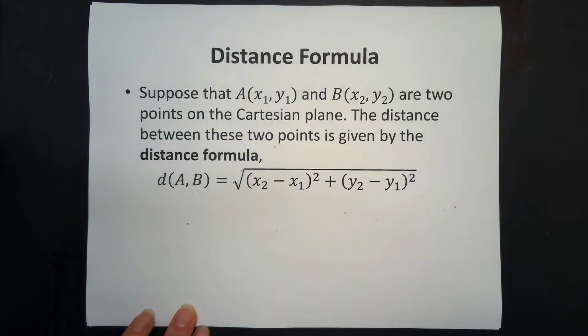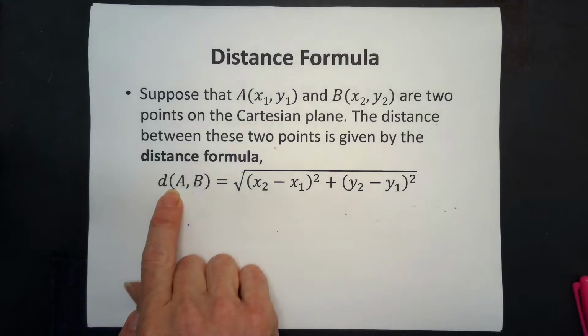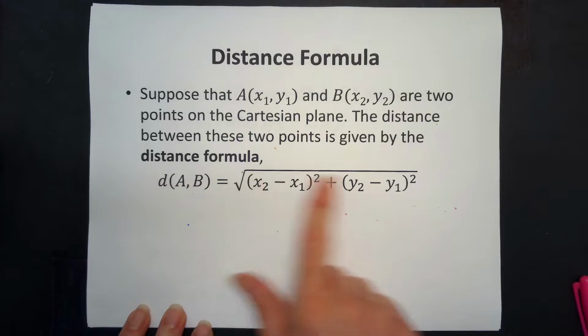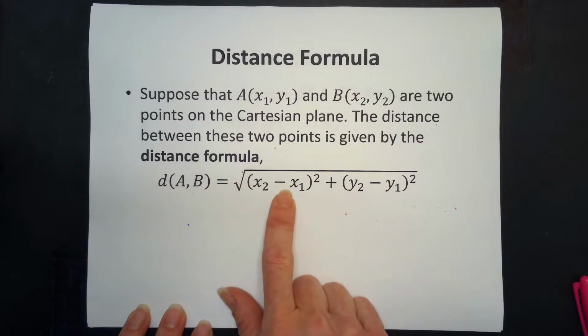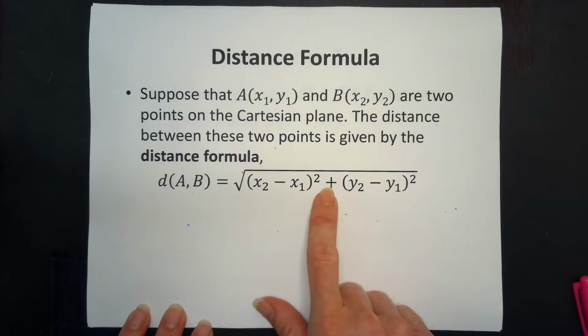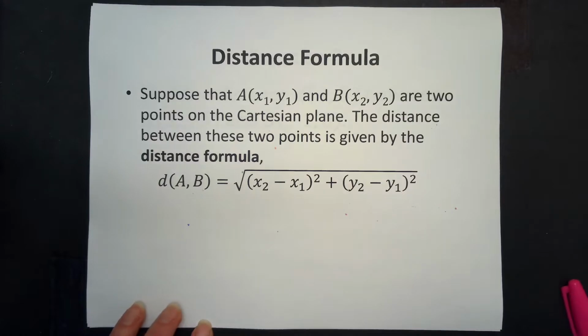Next is the distance formula. So suppose we have A, which is (x sub 1, y sub 1), and B, which is (x sub 2, y sub 2), are 2 points on the Cartesian plane. The distance between the 2 points given by the distance formula is d of AB equals the square root of (x sub 2 minus x sub 1) quantity squared plus (y sub 2 minus y sub 1) quantity squared. So basically, it's the Pythagorean theorem.